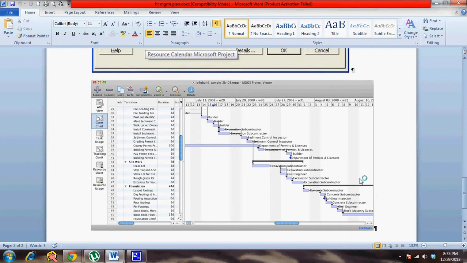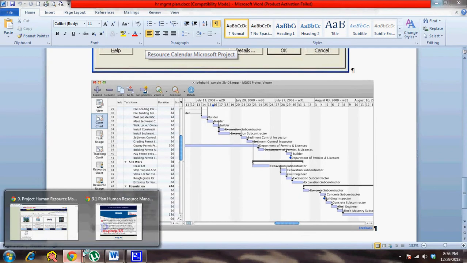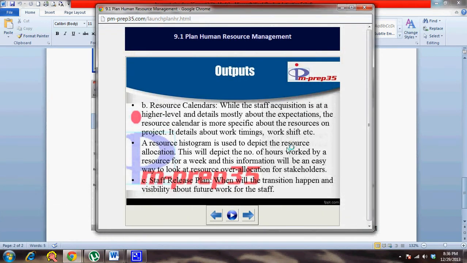It obviously needs to account for holidays and all that, vacation schedule. So the resource histogram normally goes hand in hand to depict the resource calendar really well. So that's also part of your resource calendar. That's why resource histogram is specified as one of the components of the staffing management plan.